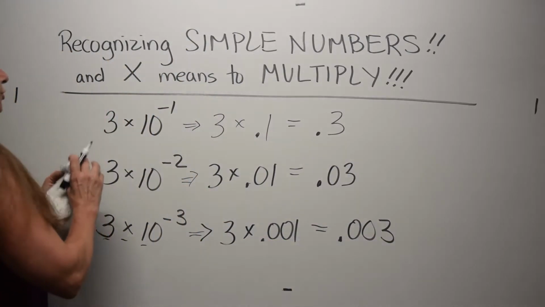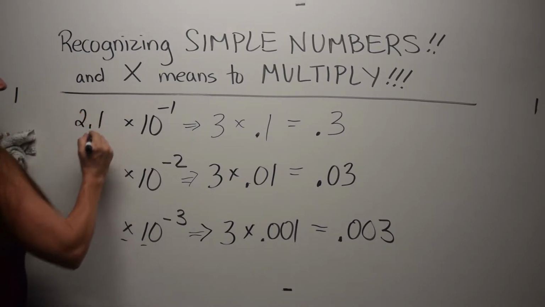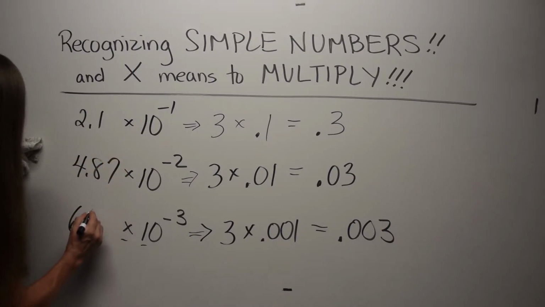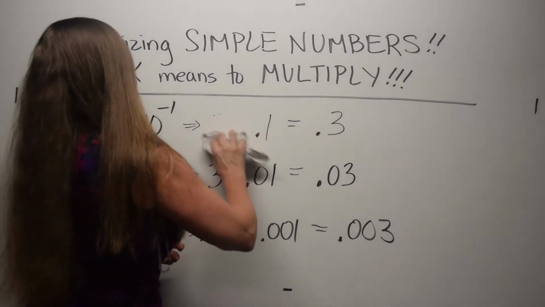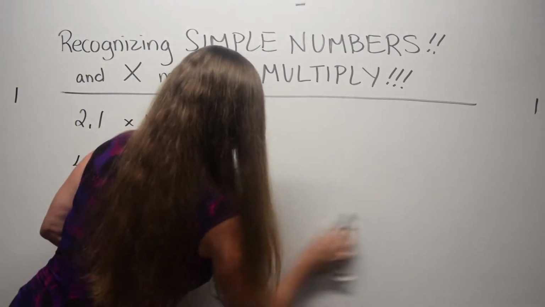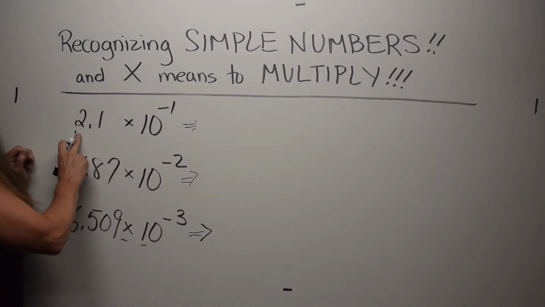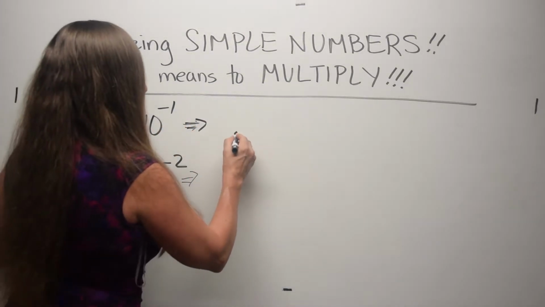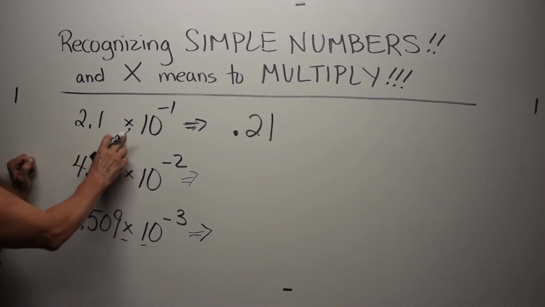All right, now if you were to do some other number over here, we'll try to make it a little bit more complicated. We'll do 2.1, we'll do 4.87, and we'll do 6.509. I mean, it doesn't really matter how many numbers we put over there. All right, so trying to make it more intuitive, this is going to be the tenths place. The biggest number you're going to have is in the tenths place. So this would be 0.21. In other words, 2.1 times 0.1.